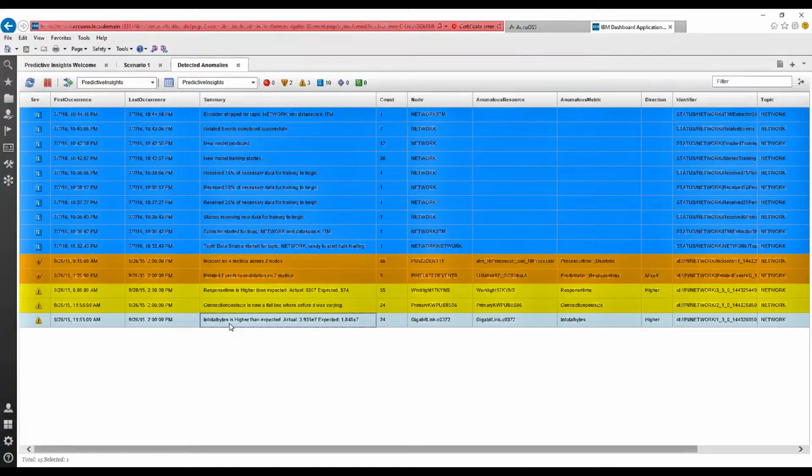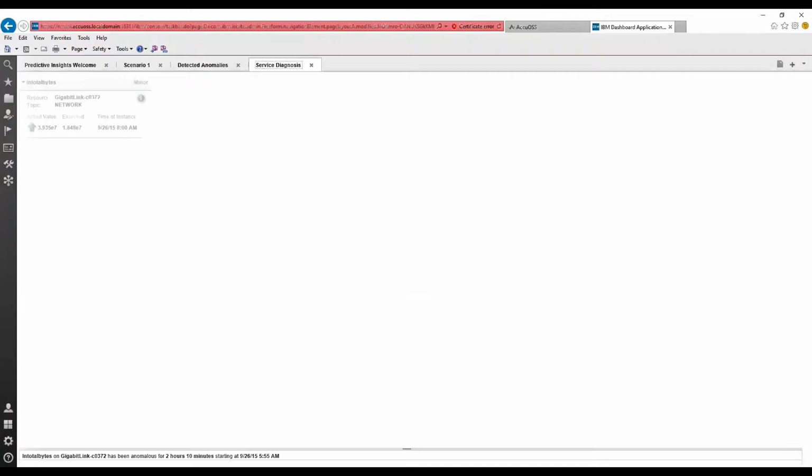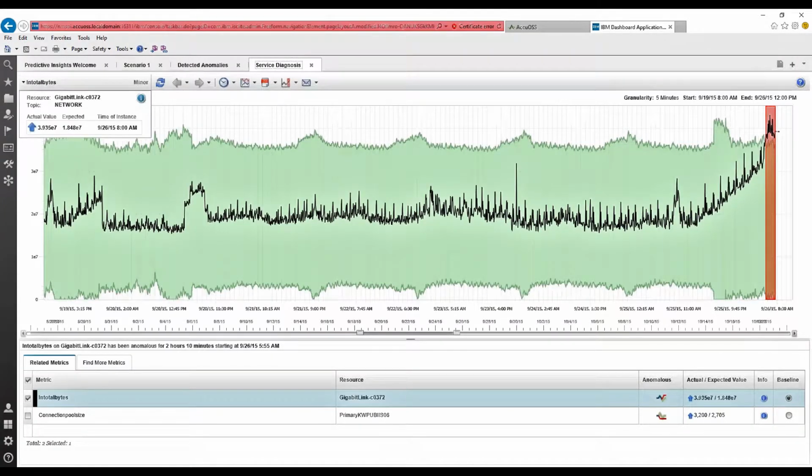In this particular case, what the anomaly told us is that this link has bytes that are higher than expected, based on a mathematical calculation it did. Now we can right click on this event, just like with any of the Omnibus right click tools, and launch right into a service diagnosis on this anomaly. And what we see is this link goes through pretty standard patterns of medium traffic throughout the day, but it does stay within a fairly decent range. So the baseline deviation that Predictive Insights calculated gives you quite a bit of headroom for looking for problems.